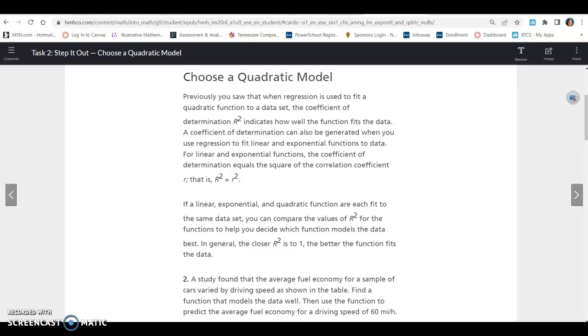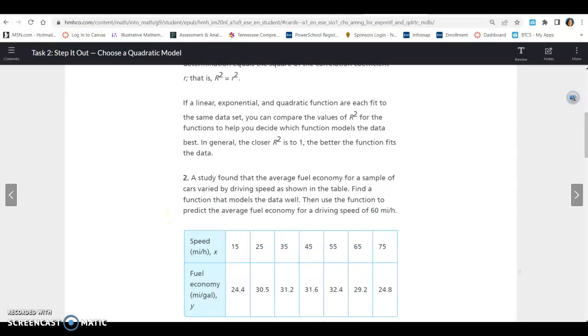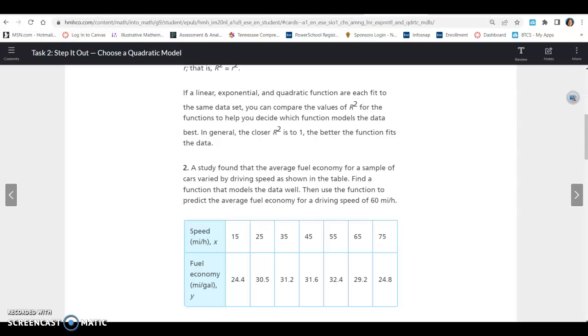For linear and exponential functions, the coefficient of determination equals the square of the correlation coefficient r. That is, capital R squared, our coefficient of determination, equals lowercase r, the correlation coefficient, squared. So those two will be equal. If a linear, exponential, and quadratic function are each fit to the same data set, you can compare the values of r squared for the functions to help you decide which function models the data best. In general, the closer r squared is to 1, the better the function fits the data.